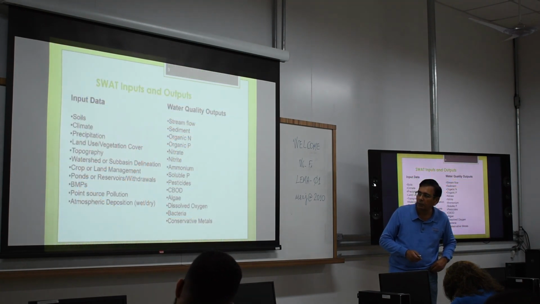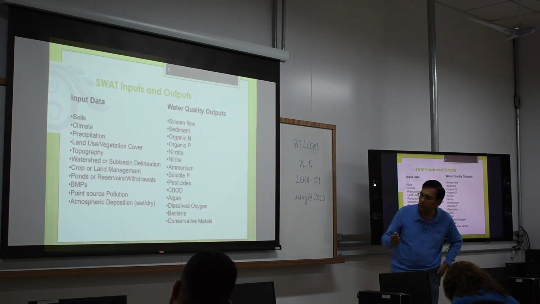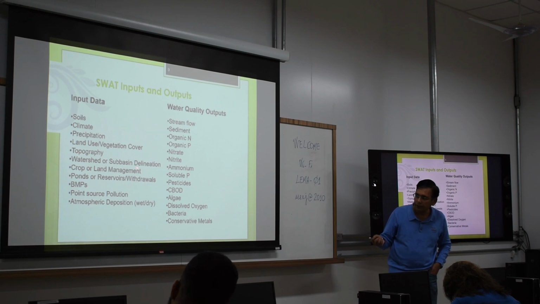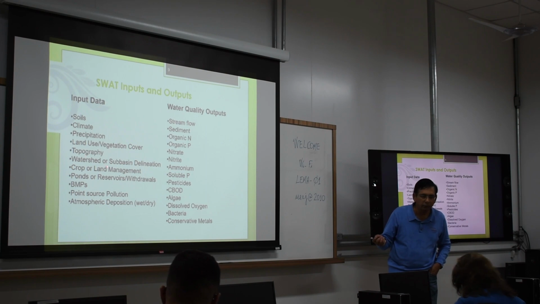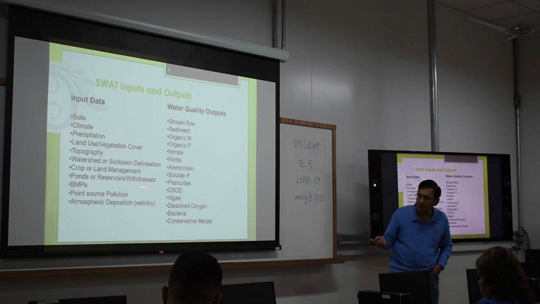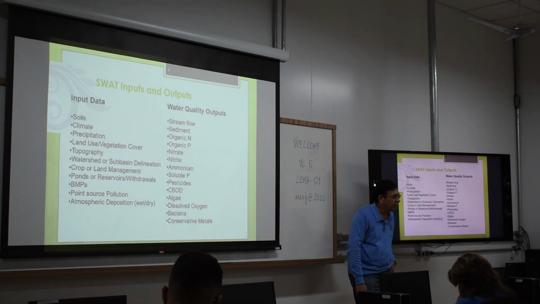Okay. So now, these are some of the inputs that go into the model, like your soils data, climate, precipitation, land use, land cover, topography, watershed and subbasin delineation. It's not an input, it takes from the topography and we delineate the watershed. And the crop and land management, ponds, reservoirs, and best management practices or conservation practices, point source pollution, and atmospheric pollution. Okay. These are all the inputs. Not every input is required for every project. It depends on your project, depends on the watershed that you model.